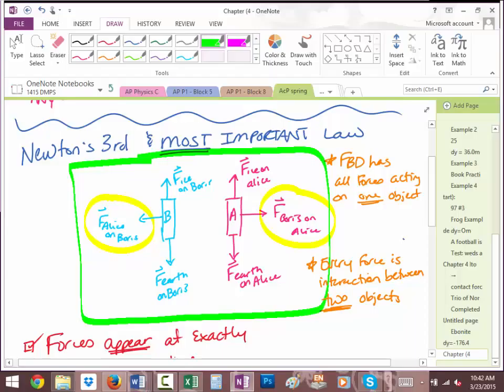How does Earth on Boris compare to ice on Boris? Equal. Those are equal and opposite. Is that a third law pair? Yeah. No. Maybe. I don't know. We're looking at a free body diagram. Is that a third law pair? No. Absolutely not, because you'll never find a third law pair in a free body diagram. Ever, ever, ever.